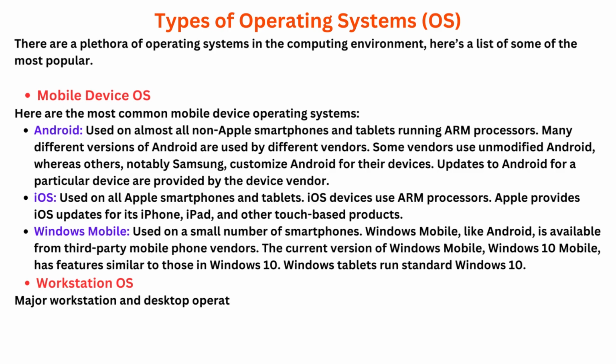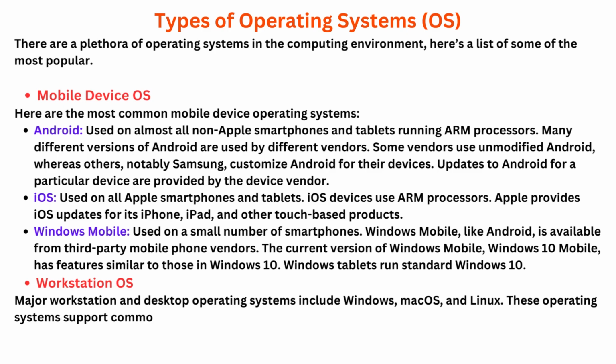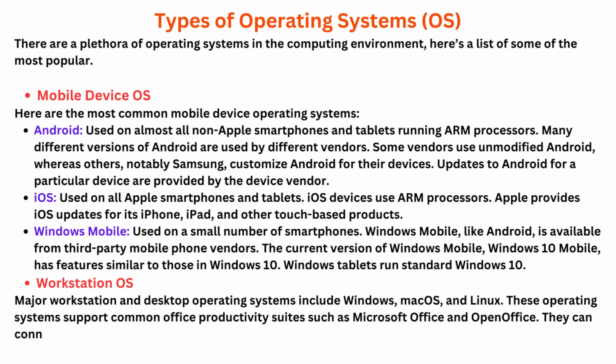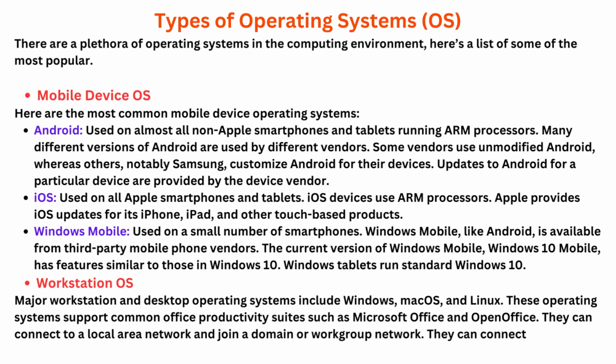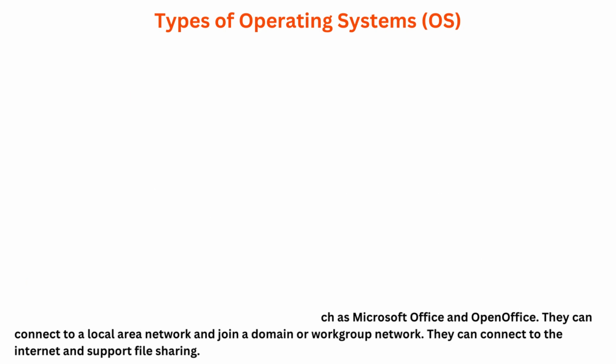Workstation OS. Major workstation and desktop operating systems include Windows, macOS, and Linux. These operating systems support common office productivity suites such as Microsoft Office and OpenOffice. They can connect to a local area network and join a domain or workgroup network. They can connect to the internet and support file sharing.